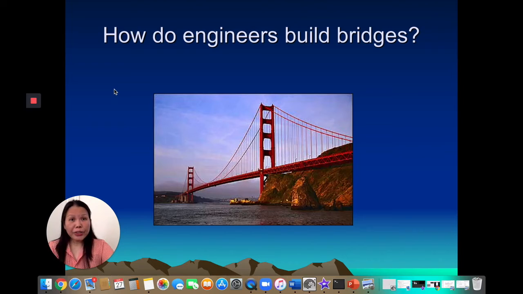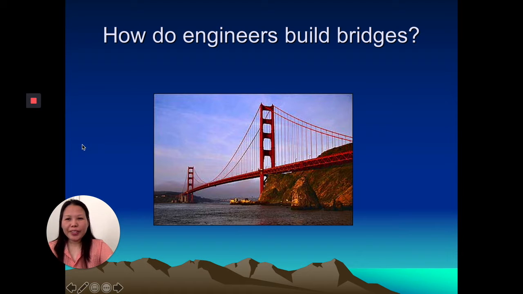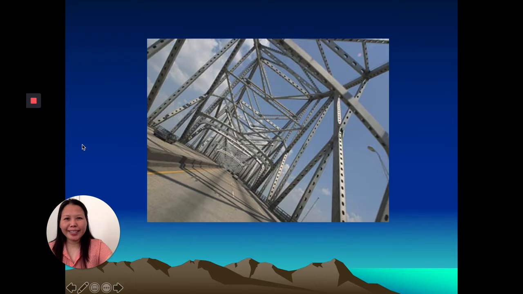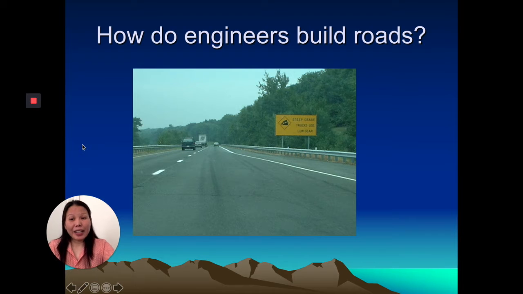How do engineers build bridges? Do you think they need slope? If your answer is yes, you are correct. How do engineers build roads? Do you think they need slope?